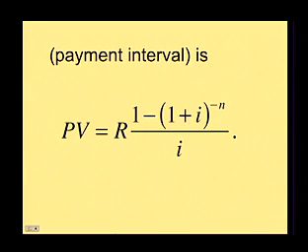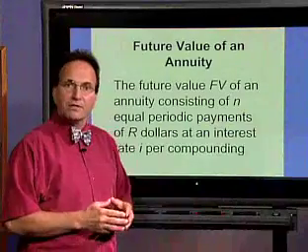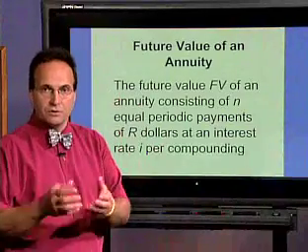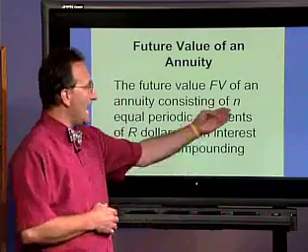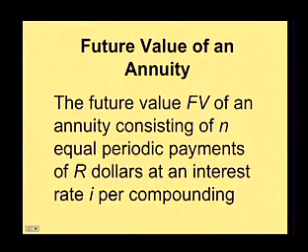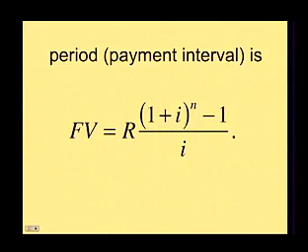What about the future value? The future value of an annuity. The future value, which we label as FV, of an annuity consisting of n equal periodic payments of R dollars at an interest rate i per compounding period, that's the payment interval, is given by FV, future value, equals R times (1 plus i) raised to the n, minus 1, divided by i.